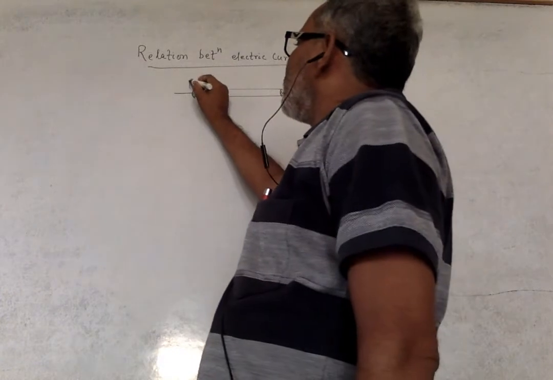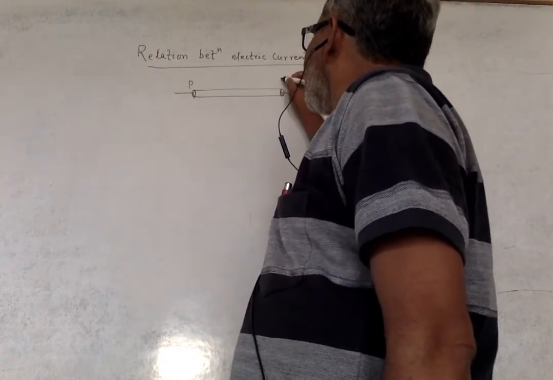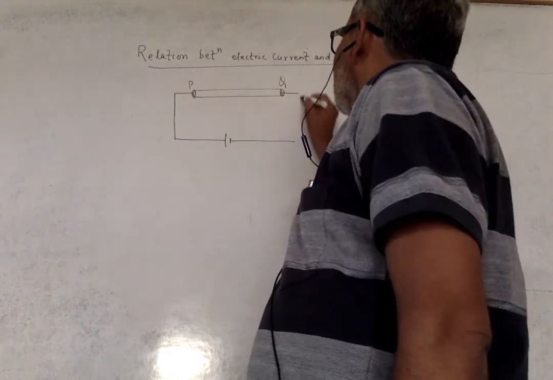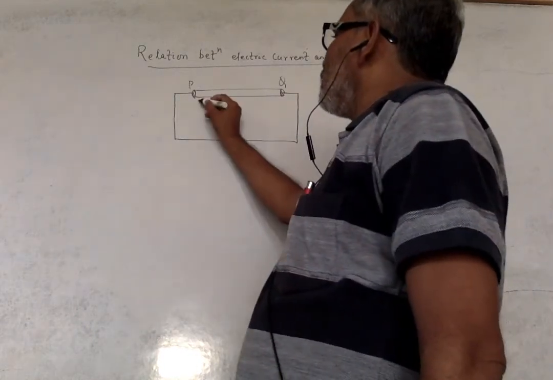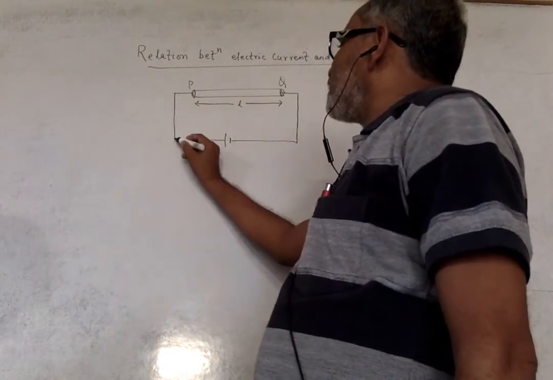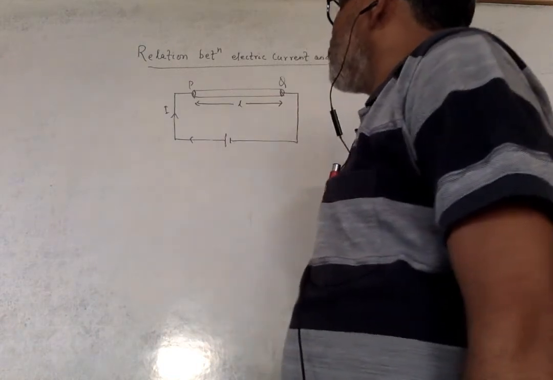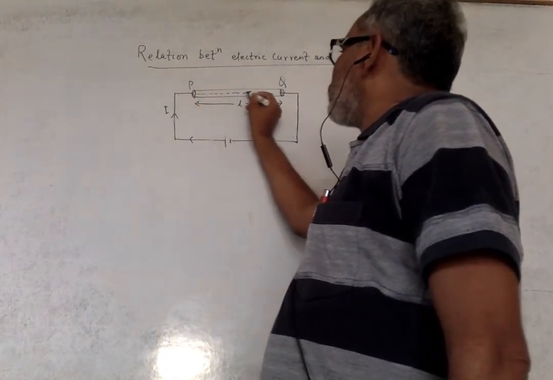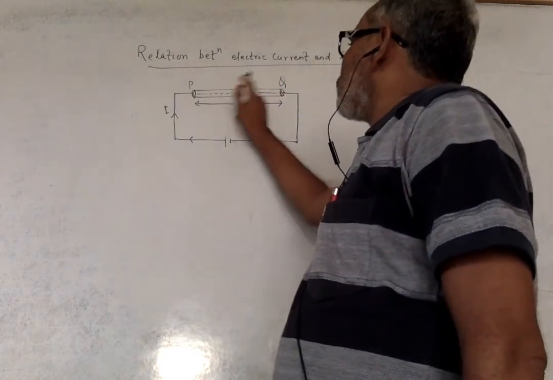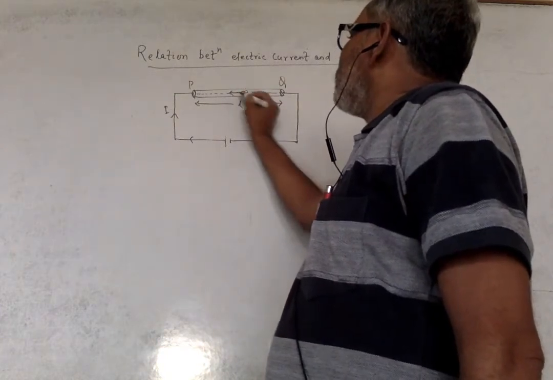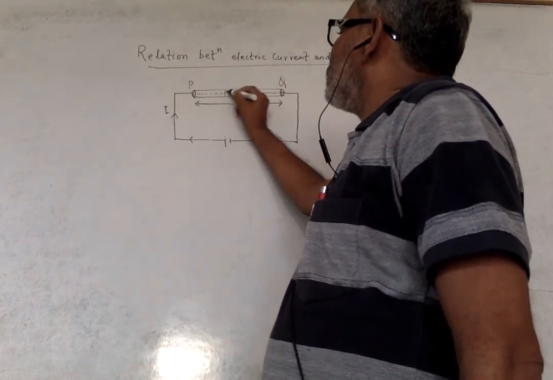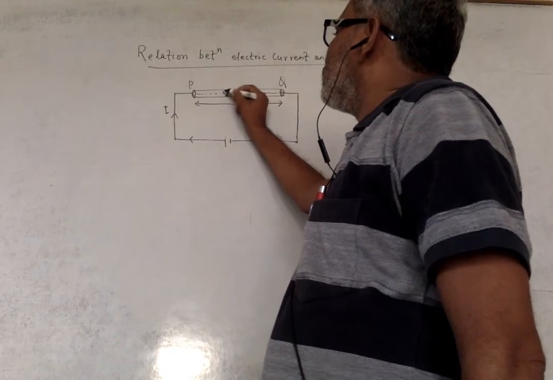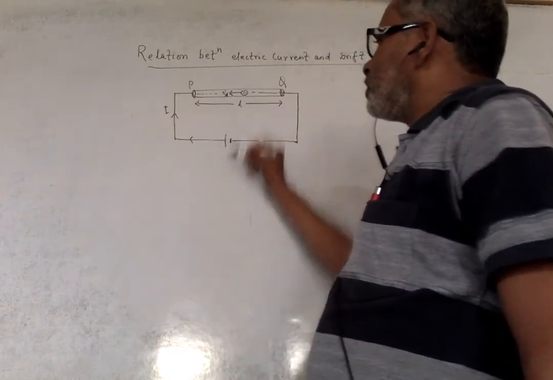Let PQ be a conductor of length L and area of cross section A, through which current of strength I ampere will flow along P to Q. Then electrons are drifted opposite to the flow of current, that is, from Q to P.